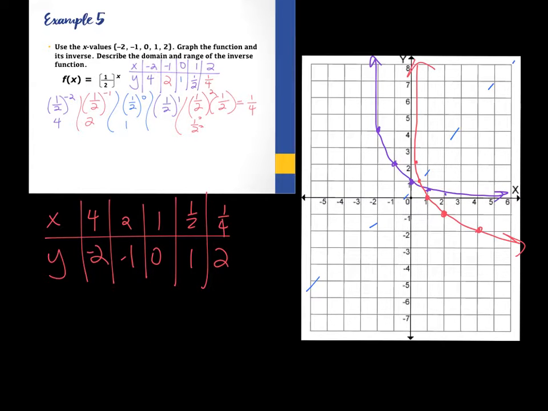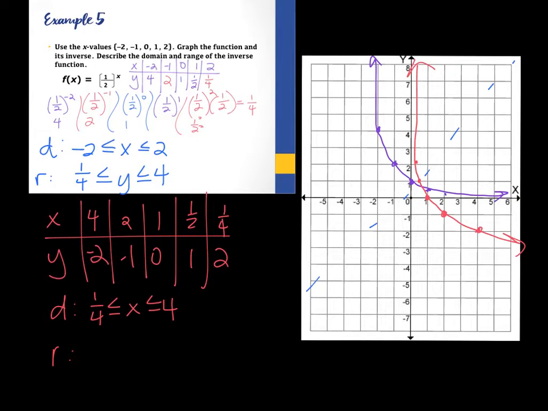All right, so what's the domain of my initial function? What's the smallest x? -2. Biggest x, 2. Range, and note this time the range is not in order, so sometimes you've got to just look for it. What's the smallest y? 1/4. And the biggest y? 4. Then the domain and range for the inverse, just switch them: 1/4 to 4, and -2 to 2.